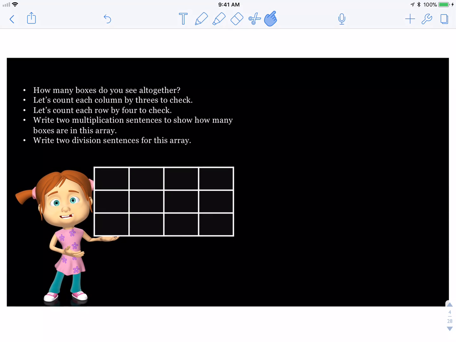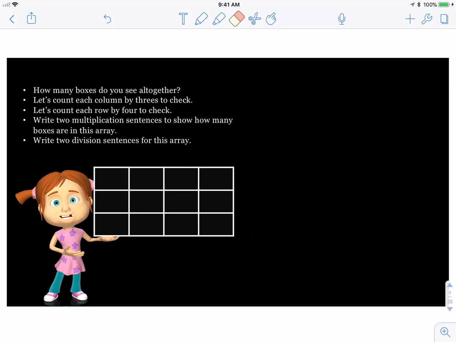Okay, let's look at these boxes. How many boxes do you see all together? Let's count each column by 3's to check. So, why would we count each column by 3's? This is a column right here. How many boxes are in each column? There's 3 boxes. So when you see there's 3 boxes, you'd count by 3's. If I want to count the rows, I would count by 4's, because there's 4 boxes in each row.